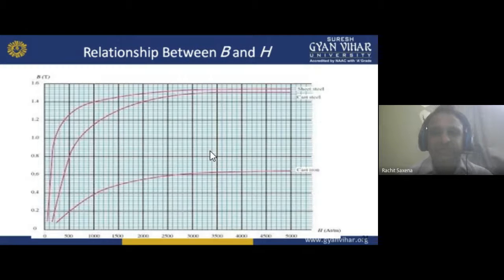Now, see, this curve is very useful for us. First see and try to understand what this graph tells you.